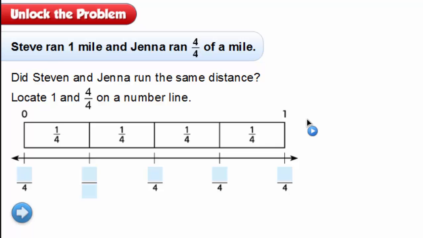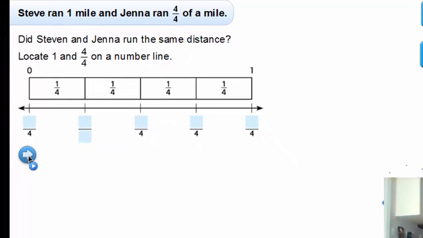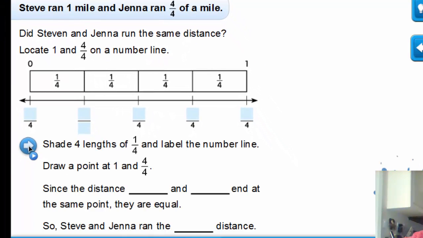Here's our problem. Steve ran 1 mile and Jenna ran 4/4 of a mile. Did Steve and Jenna run the same distance? Locate 1 whole and 4/4 on a number line. So let's look at our number line. We have 0 here, 1 here. We're going to shade 4 lengths of 1/4 and label the number line.